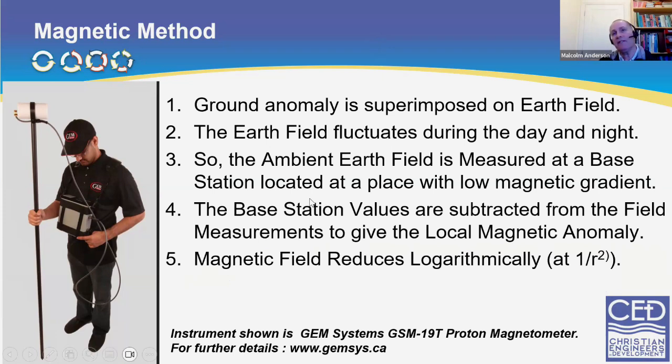Now, the key thing here is that magnetic field reduces logarithmically with distance. So this means that if you have an airborne survey, then you either have to have a much more sensitive magnetometer to measure what you're measuring on the ground, or you're going to have less penetration depth. That means the advantages of airborne are quite limited, on top of which they're extremely expensive. So effectively, the magnetic method for our purposes is limited to ground surveys.